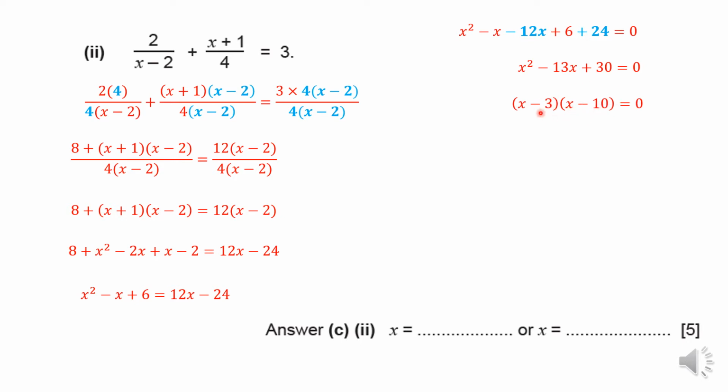All right, and you equate everything to 0. x minus 3 is equal to 0, so that means x is equal to 3. x minus 10 is equal to 0, that means x is equal to 10.